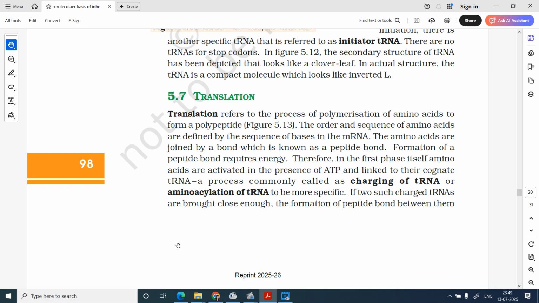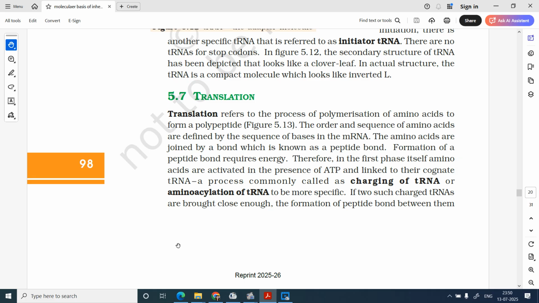5.7 Translation. Translation refers to the process of polymerization of amino acids to form a polypeptide, figure 5.13. The order and sequence of amino acids are defined by the sequence of bases in the mRNA. The amino acids are joined by a bond which is known as the peptide bond. Formation of a peptide bond requires energy. Therefore, in the first phase, amino acids are activated in the presence of ATP and linked to their cognate tRNA, a process commonly called charging of tRNA or aminoacylation of tRNA to be more specific.